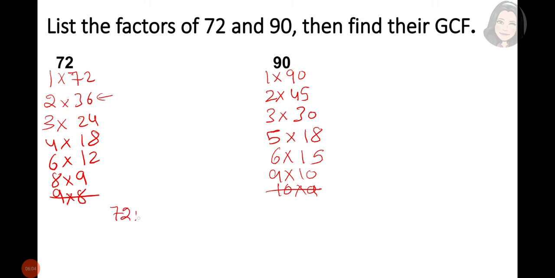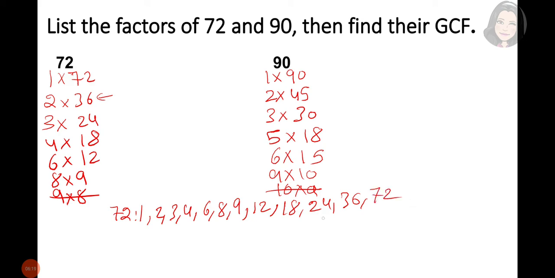For the number 72, the factors are 1, 2, 3, 4, 6, 8, 9, 12, 18, 24, 36, and 72. For the number 90, the factors are 1, 2, 3, 5, 6, 9, 10, 15, 18, 30, 45, and 90.